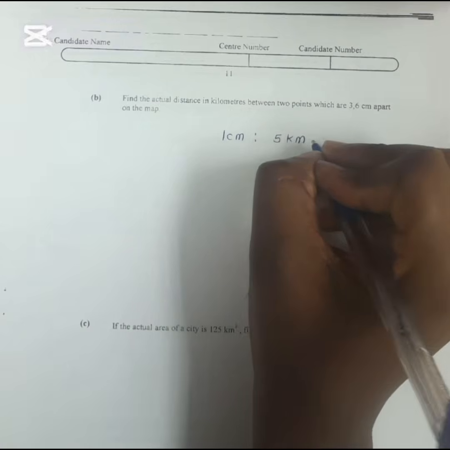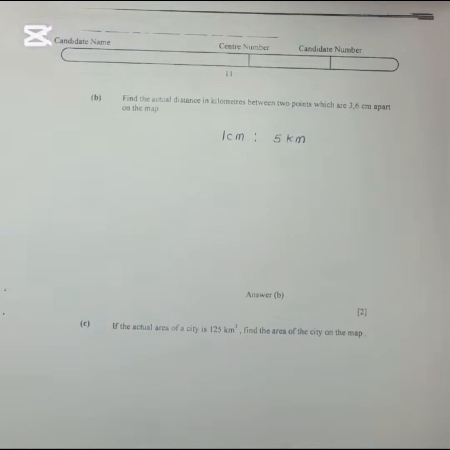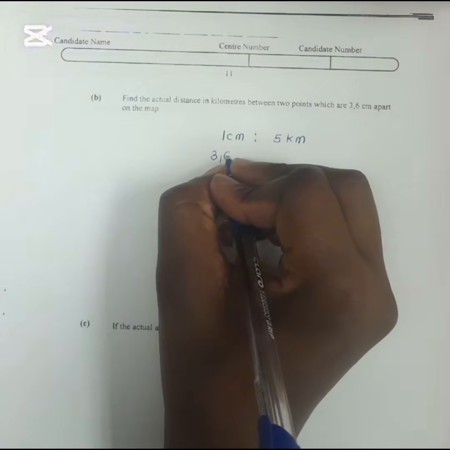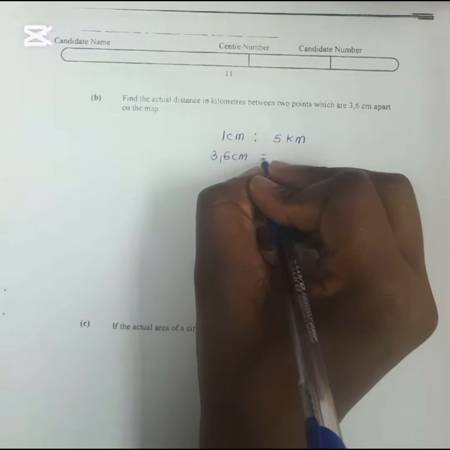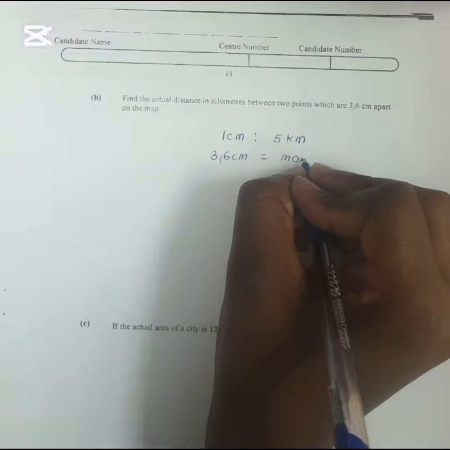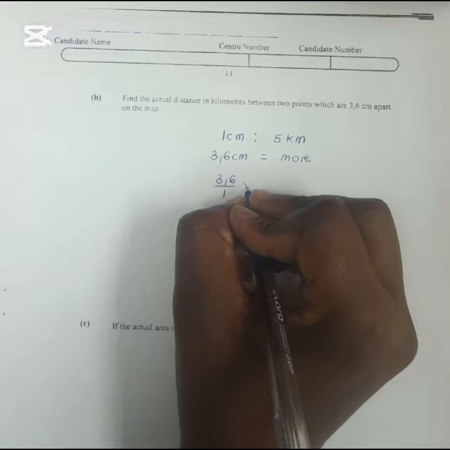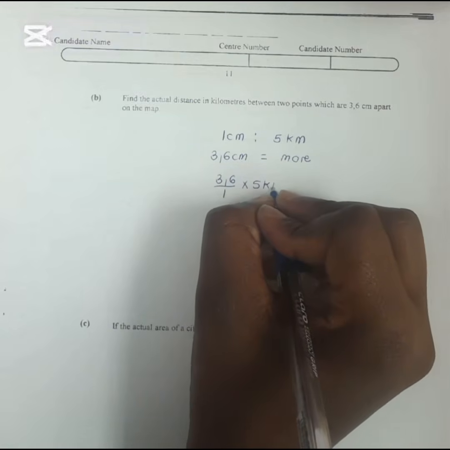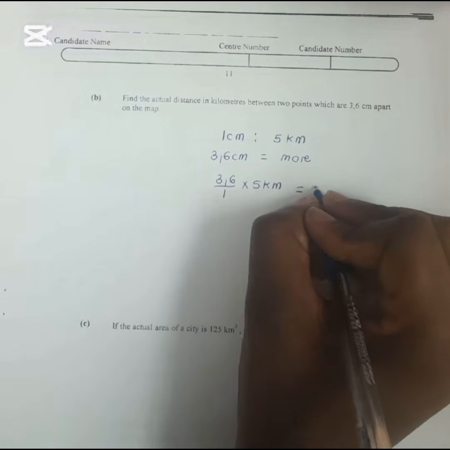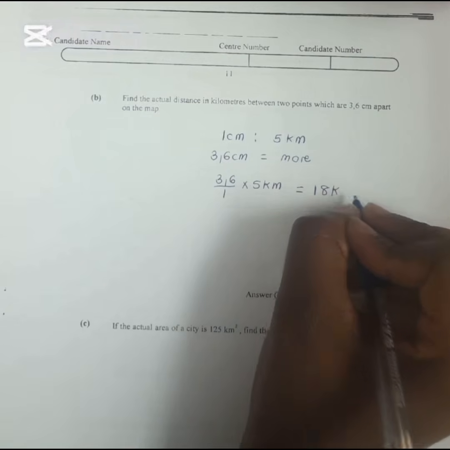So we are going to apply proportion. If 1 centimeter is equal to 5 kilometers, what about 3.6 centimeters? It is going to be more. So we say 3.6 over 1 times 5 kilometers in order to get our final answer is 18 kilometers.